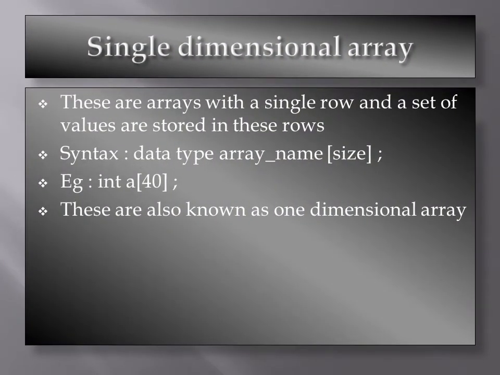What are single dimensional arrays? These are arrays with a single row, and a set of values are stored in this row. This is the usual syntax of arrays. It's the same syntax for single dimensional arrays, that is, a single row. Here is the example int a[40], where 40 is the maximum size of the array named a. These are usually known as one-dimensional arrays. Usually, when we write a program, we commonly call them one-dimensional arrays.